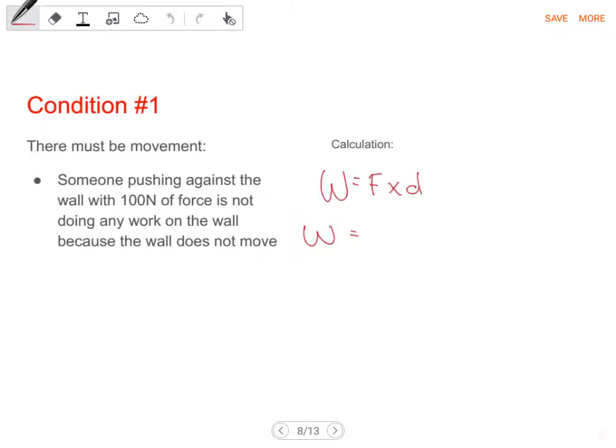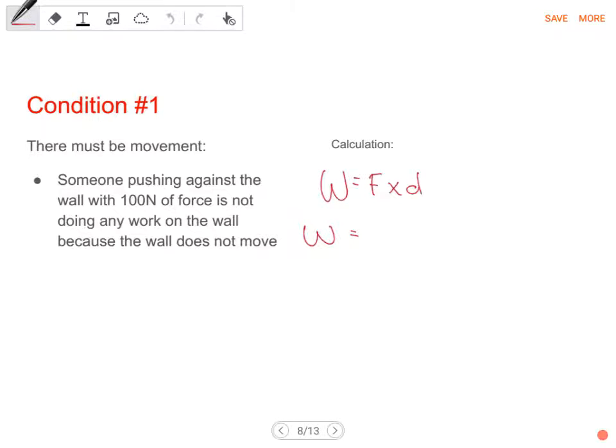This one is pretty standard. You have someone pushing against the wall with 100 newtons of force. But the wall isn't moving. I often think of this as people in the middle of winter trying to push a stuck car. They might be pushing on the bumper side of the car, and they could be sweating and hot and tired. They're putting a lot of force into it, but it's not moving.